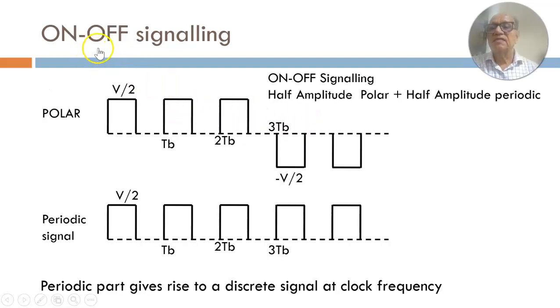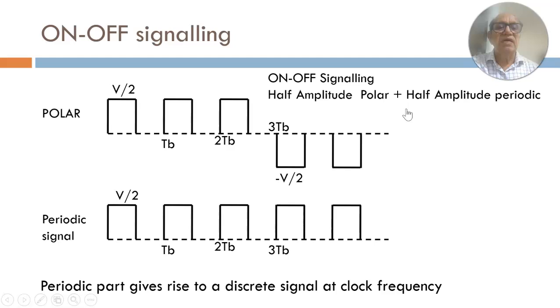Now let us consider on-off signaling. Now we don't have to do the analysis all over again. We can get our result simply by realizing that on-off signaling can be expressed as the summation of 2 parts. One half amplitude polar signal V by 2, for example, suppose I have 1, 1, 1, 0, 0. Then the polar signal will be like this, V by 2, V by 2, V by 2, minus V by 2, minus V by 2.